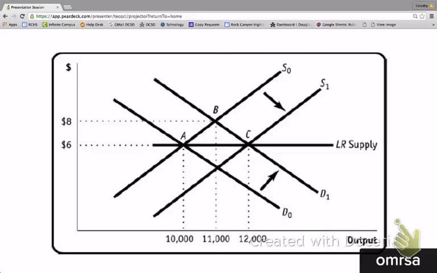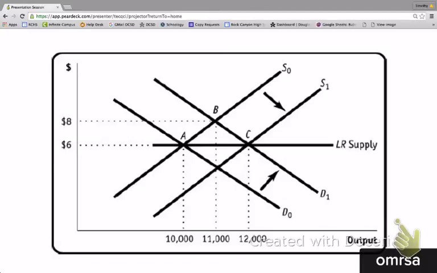Firms are now earning positive economic profits in the short run. Because of that, new firms are attracted to the industry and they enter the industry, and that causes the short-run supply curve now to shift outward to the right to S1. And so the new equilibrium point becomes point C. The price has now returned to $6. Firms are now earning normal profits again, and long-run equilibrium is restored at point C.